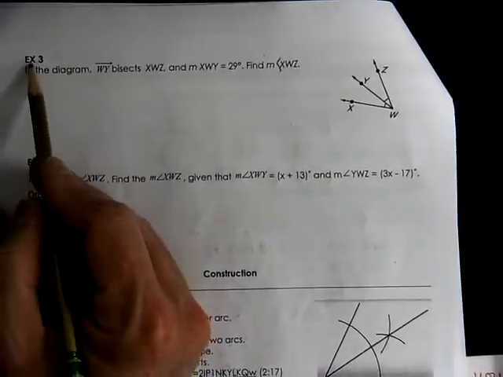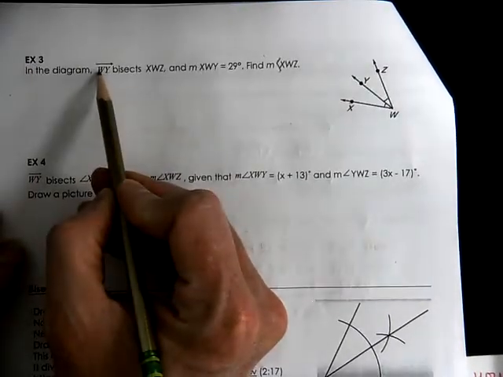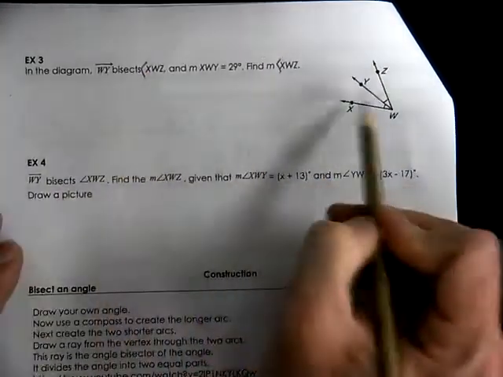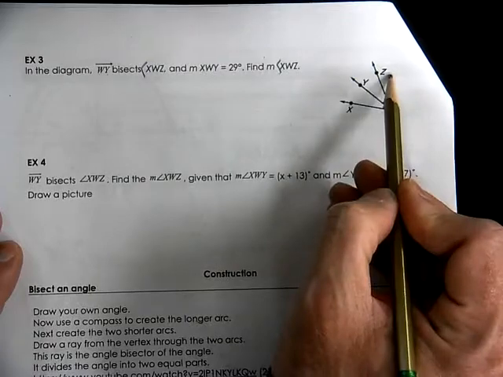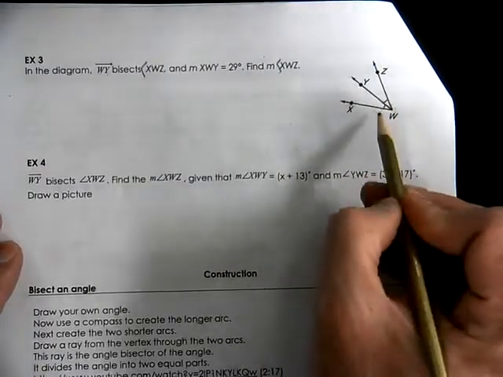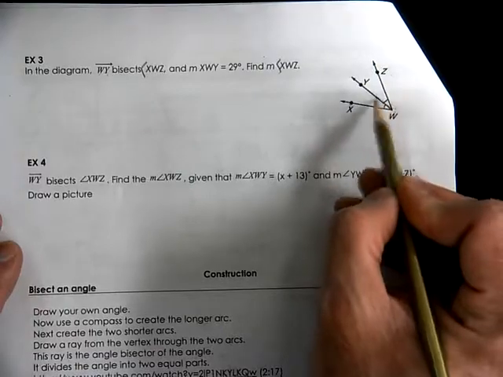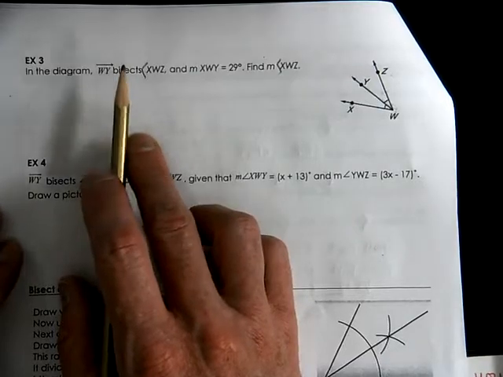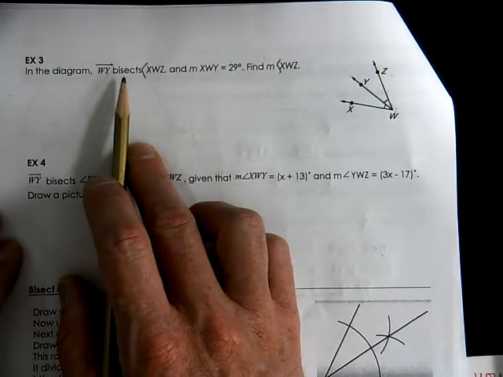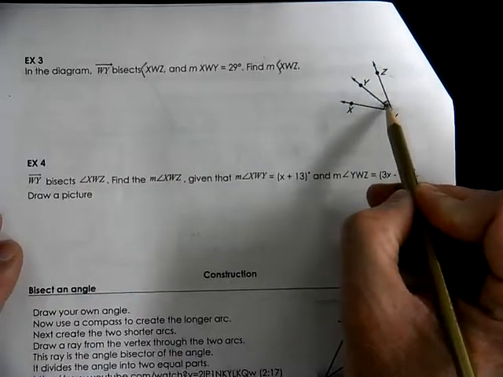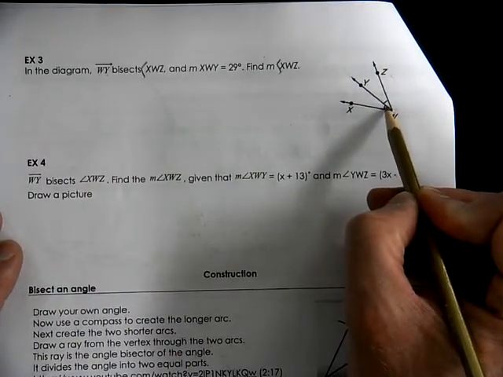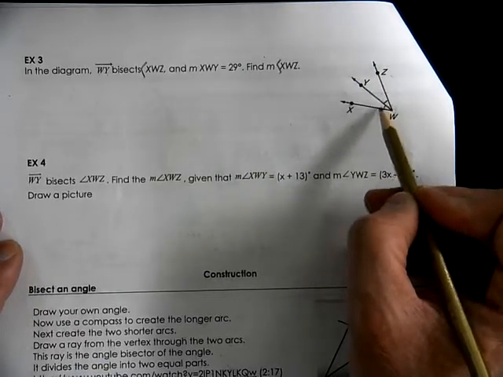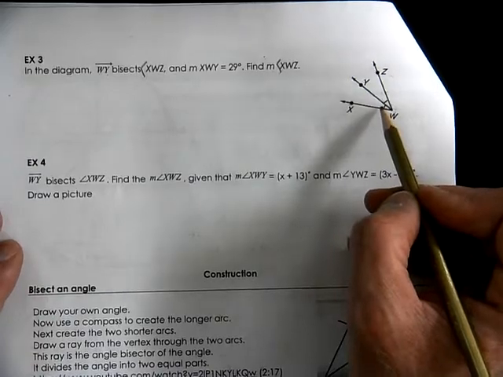Right, when we look here at example 3, we notice that ray WY bisects the angle XWZ. If it bisects the angle, then that means both sides, both little angles, have to be the exact same measurement. Bisect means cut it exactly in half. Notice in the picture you have a little curve and you have another little curve. Those are tick marks for angles, and that's telling us that those two angles are the same measure.